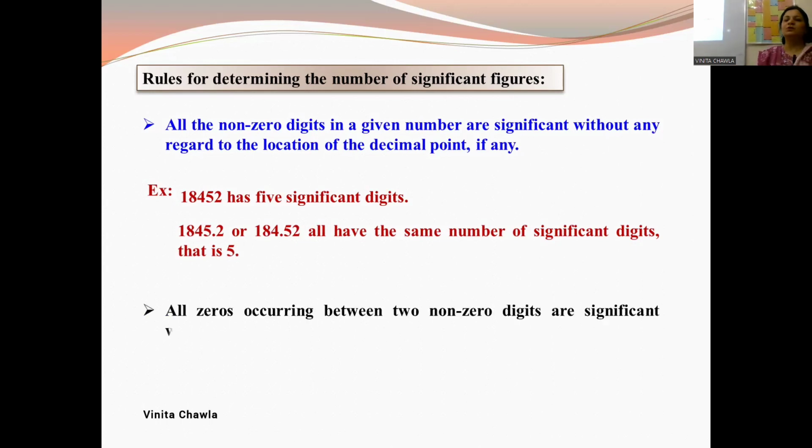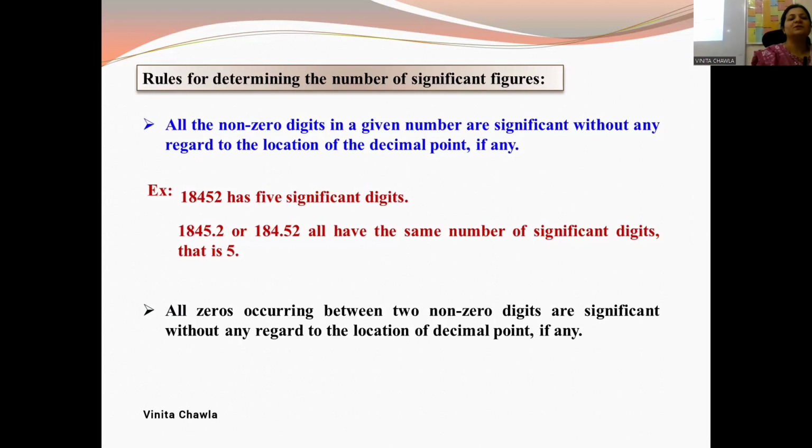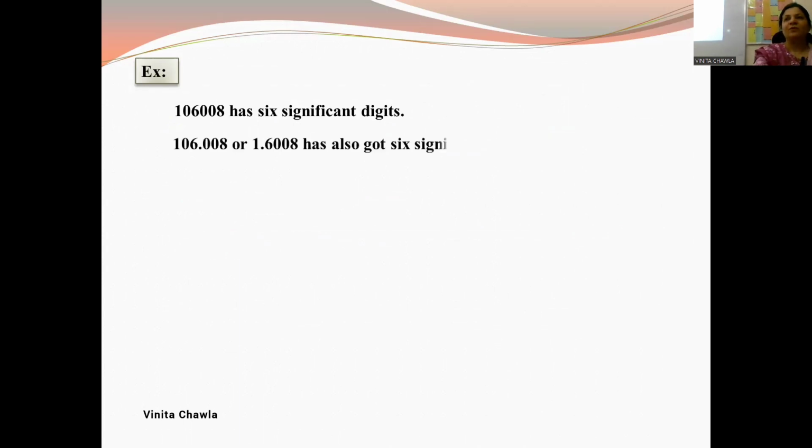Next, all zeros occurring between 2 non-zero digits. If we have 2 non-zero digits and between those we have zeros, then they are significant, without any regard to the location of the decimal point, if any. For example, 1005 has 4 significant digits. 106008: we have zeros between non-zero digits. Between 6 and 8, we have 2 zeros. Between 1 and 6, we have 1 zero. So they will be considered significant. So this number has 6 significant digits. If you put the decimal anywhere, it will not affect the number of significant digits. The number of significant digits remains the same. Wherever we put the decimal, it will not change. Okay.